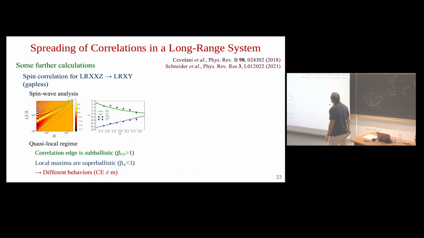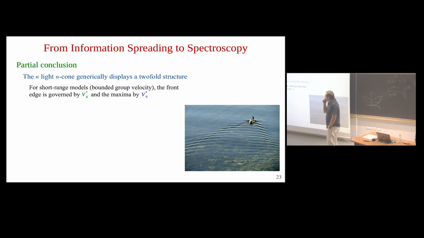Okay, so I think I'm running short, so I will not mention the rest. Very briefly, we have also made some other calculations in other models that are really non-gapped, in particular the long-range XY model, and we find, as expected, a subballistic edge and superballistic propagation of maxima. So the first partial conclusion is that the light cone generically displays a twofold structure, which is governed by an edge that has its own behavior, and then some local maxima that have a different behavior.